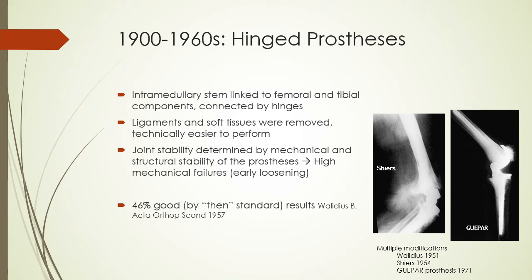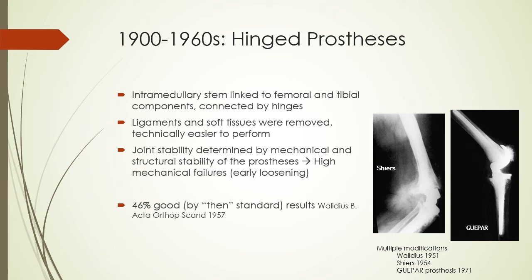During the 1900s to 1960s, those early prosthesis models actually favored hinged designs. The concept was to use an intramedullary stem to link the femoral and tibial components, connected by hinges. To ensure the hinge would work well, the surgery actually removed ligaments and soft tissues, and technically it was very easy to perform, and the doctor was relying on a hinge to perform the function.